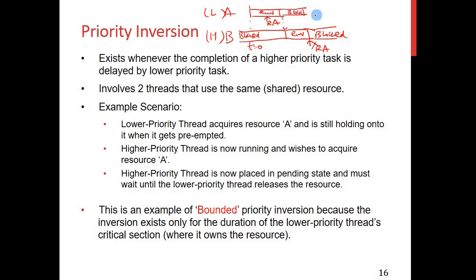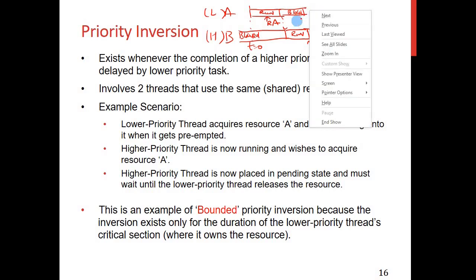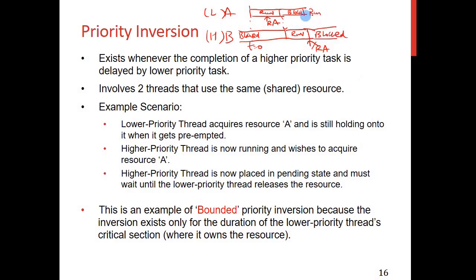Okay, and after task B gets blocked, then task A gets a chance to run. You have to wait until some point of time when task A finally releases resource A. Only when it releases resource A can you have the context switch back to task B.